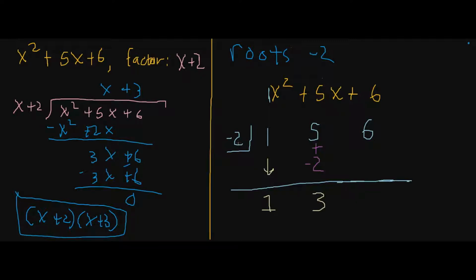And then last but not least, what's negative 2 times 3? Well, that's negative 6, and that's the number that's going to go over here. So we get negative 6. And now this is 0, which is a remainder of 0.